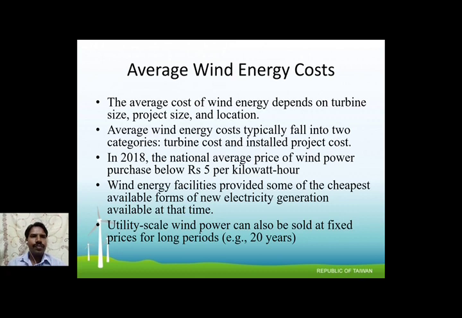Average wind energy cost. The average wind energy cost depends mainly upon turbine size, project size, and location. It typically falls into two categories: turbine cost and installation project cost. In 2018, the national average price of wind was below 5 rupees per kilowatt, and day by day it will definitely go to 2 or 3 rupees.